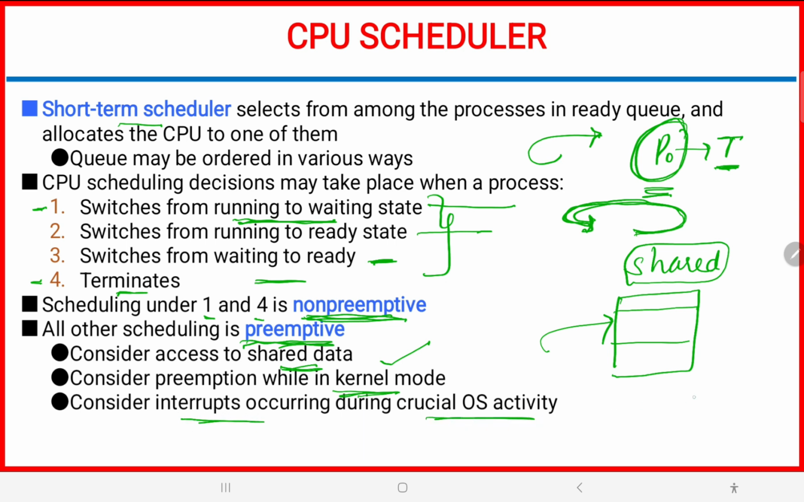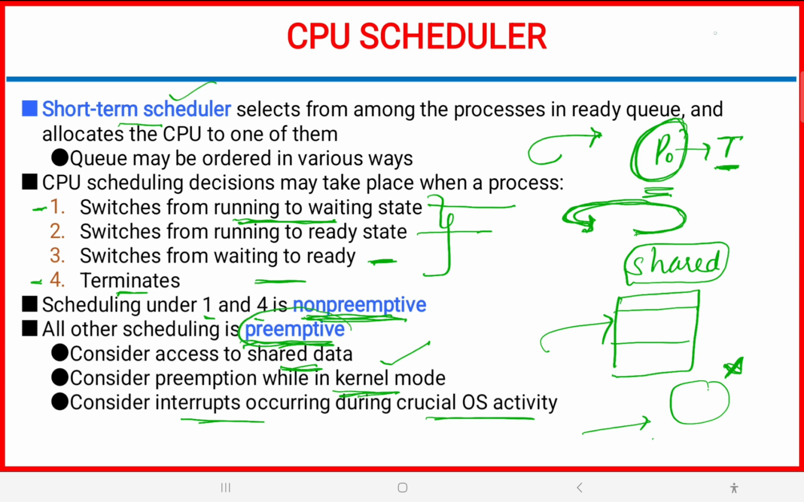Some OS operation was going on, but in between, before that operation could have been completed, some interrupt has occurred, because of which that OS operation was pending, and this interrupt was executed first. Again, this might lead to some sort of inconsistent or unstable state. So such things need to be considered during the preemptive scheduling.